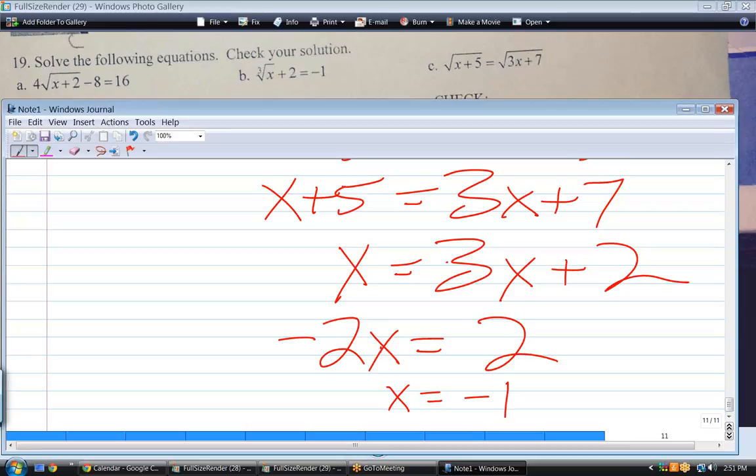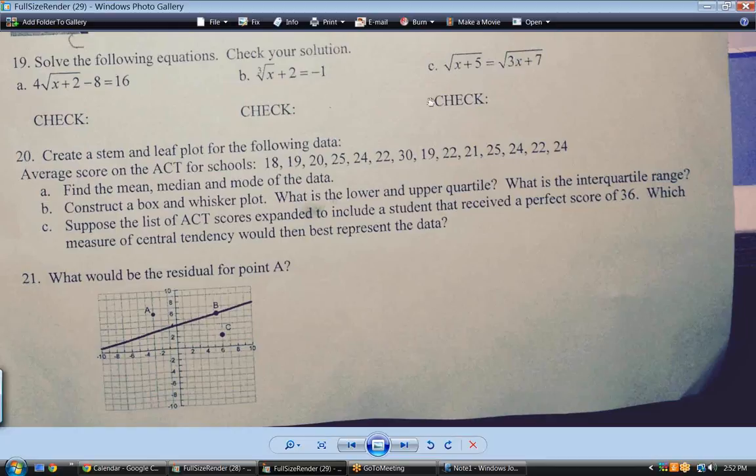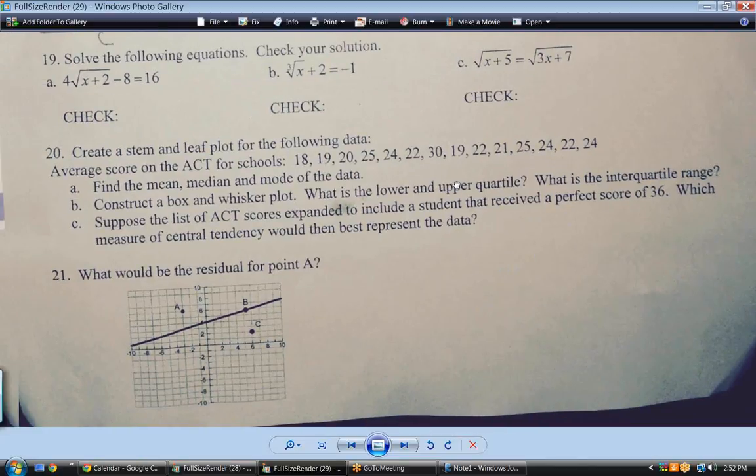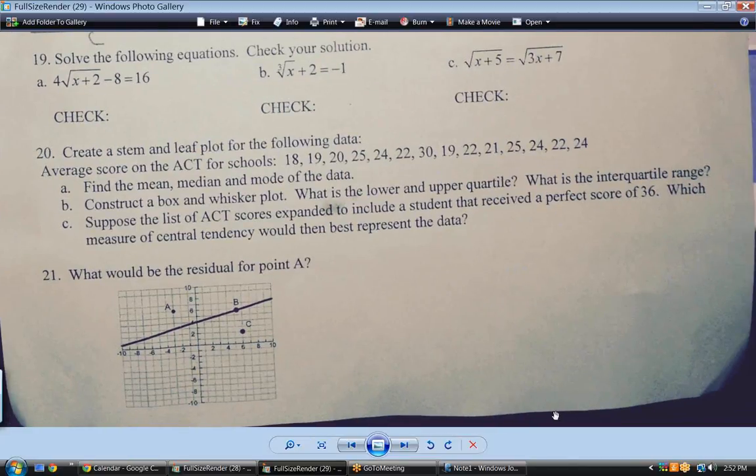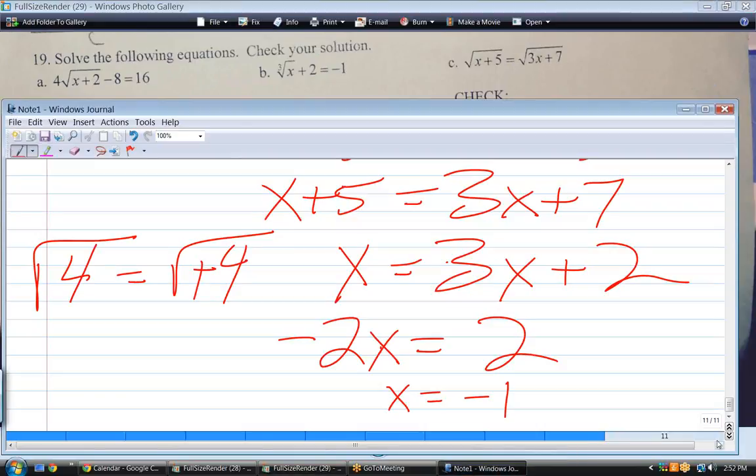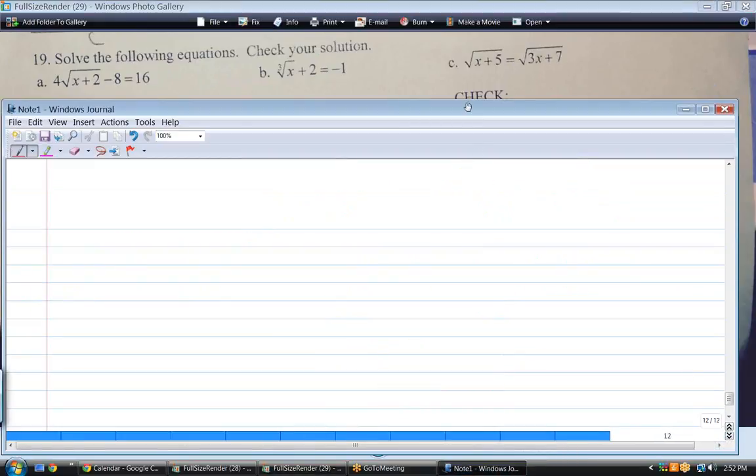All right, now let's check that. If I plug it in, I get the square root of 4 equals the square root of 4. At some point, you'll get radical equations where you get 2 solutions and one of them is no good. And you only discover it by plugging it in. None of these, though.